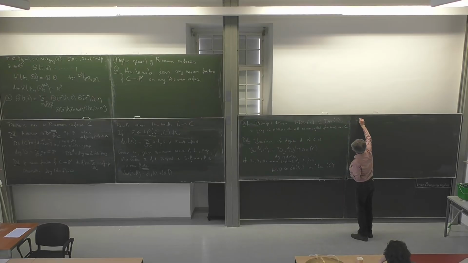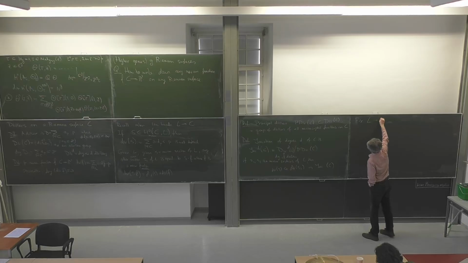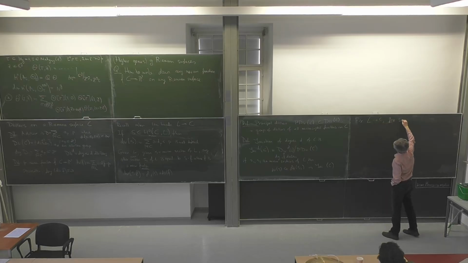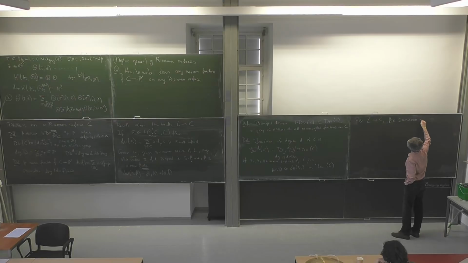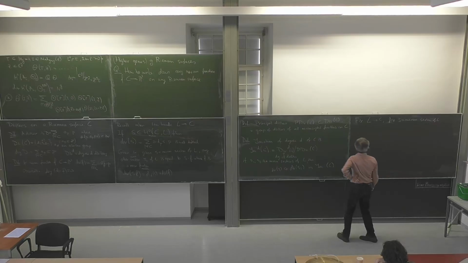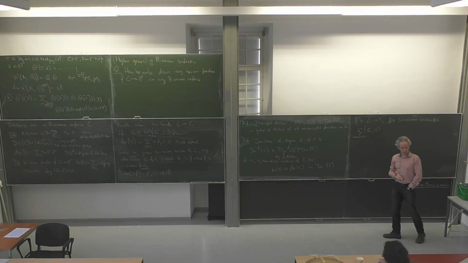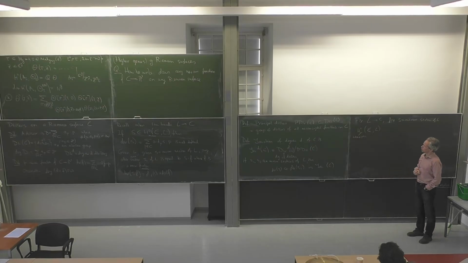So fix now a line bundle L. Fix S, which is a meromorphic section. I would like to somehow understand what are holomorphic sections of this line bundle. How can I interpret this space? What's the space of sections of a line bundle?